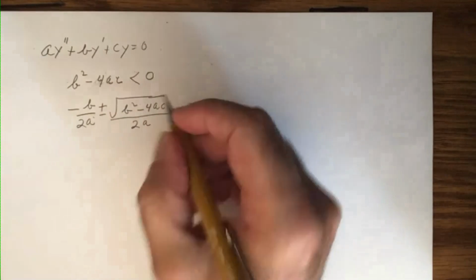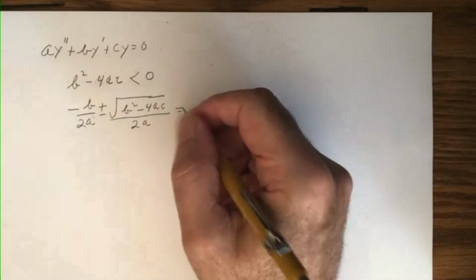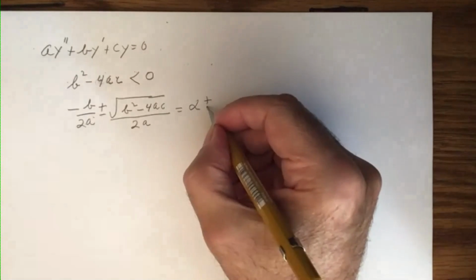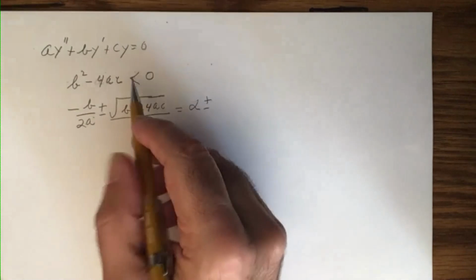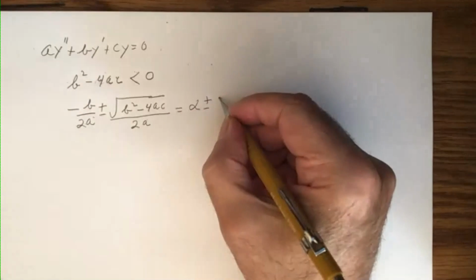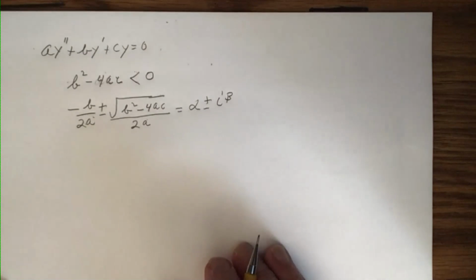And what happens is that this here, I'm going to call this alpha. And then this here, plus or minus, this is actually going to be complex. If this is less than 0, this is going to be complex. So I'm just going to call this I beta. If you follow what I'm doing now, that's fine.